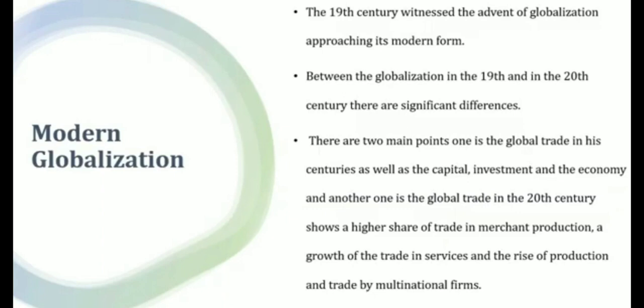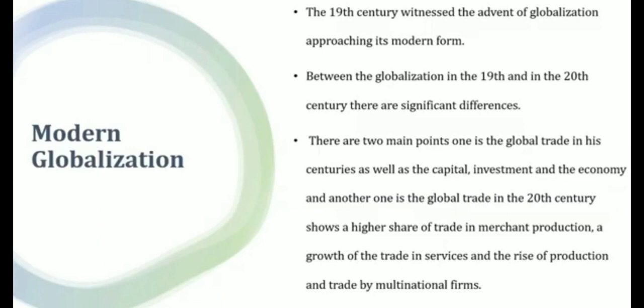But in the 20th century, there was a growth of trade in merchandise production, a growth of trade in services, and the rise of production and trade of multinational firms also happened in the 20th century. Are you clear, students? Modern globalization started during the 19th and 20th century only. There is a vast difference between the 19th and 20th century.